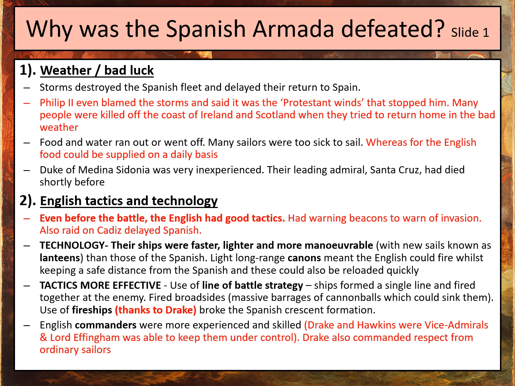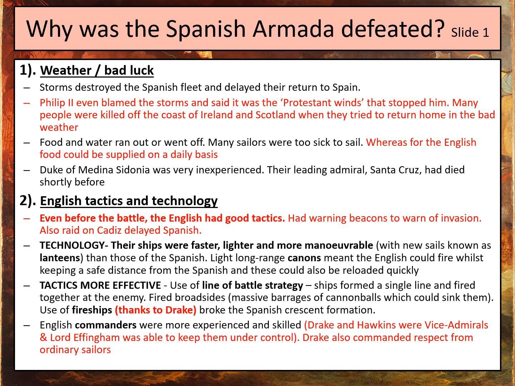And again, that would have been incredibly intimidating. They fired broadsides, which were massive barrages of cannonballs, which could sink them. And the use of fire ships, thanks to Drake, broke the Spanish crescent formation and then sent them scuttling round the rest of the British Isles.